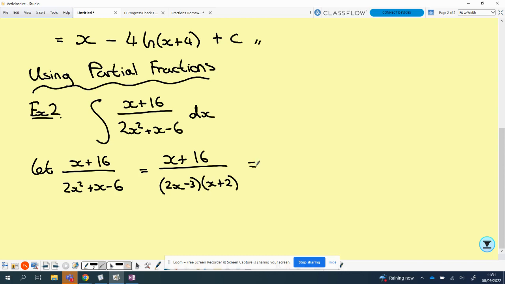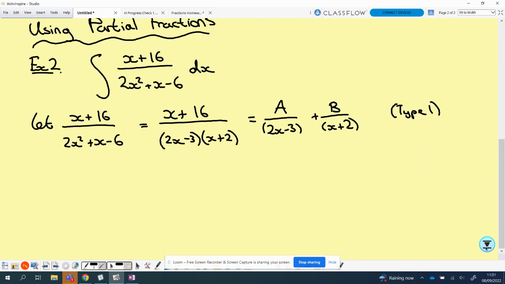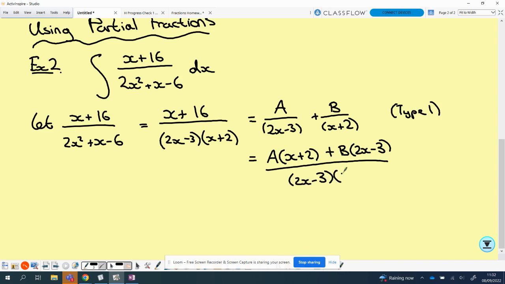So if I've got two brackets on the bottom, I can then split up in partial fractions. That's A over 2x minus 3 plus B over x plus 2. Okay, I'm going to put in brackets here. That's type 1, the first type of partial fractions that we saw. Right, cross multiply. So to get the same denominator, we're going to get A multiplied by x plus 2 plus B multiplied by 2x minus 3 all over 2x minus 3 times x plus 2.